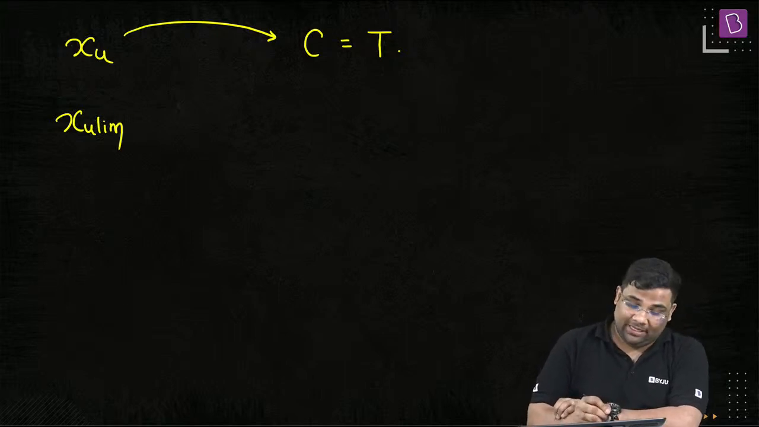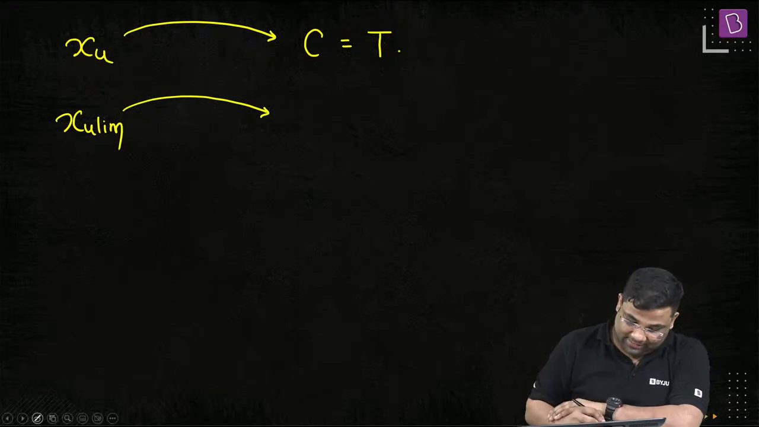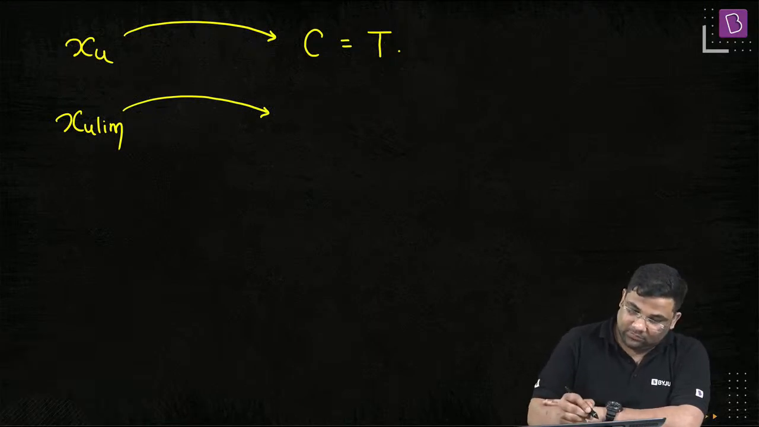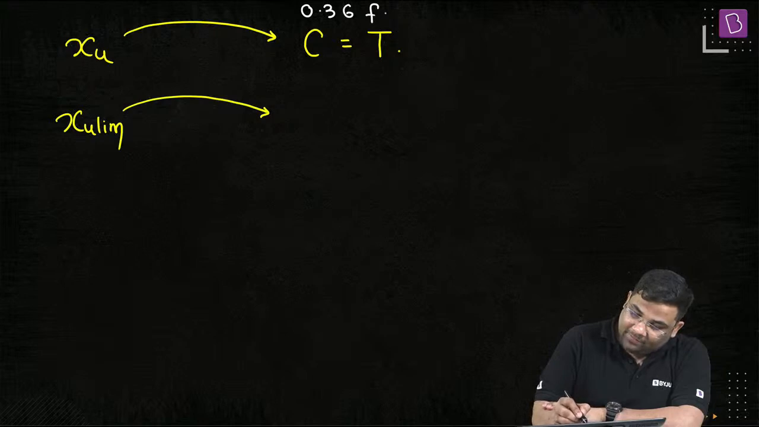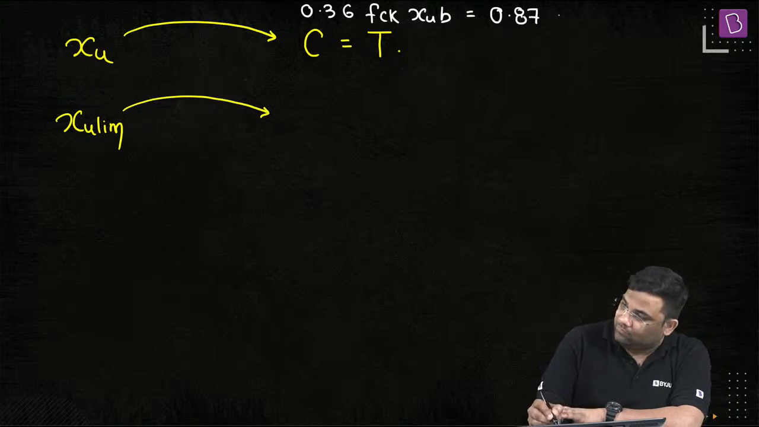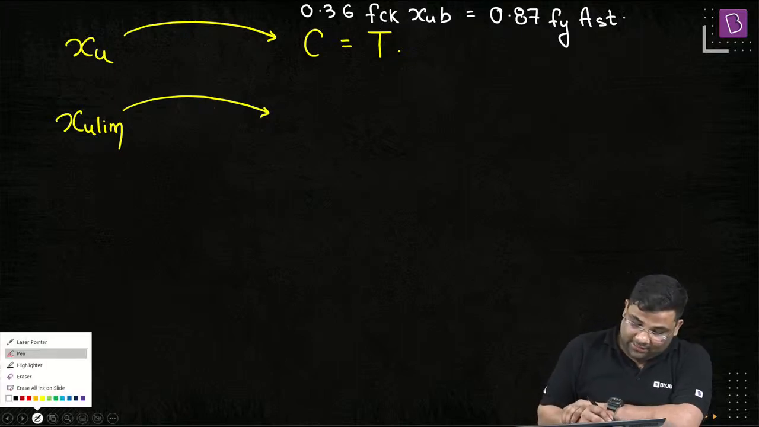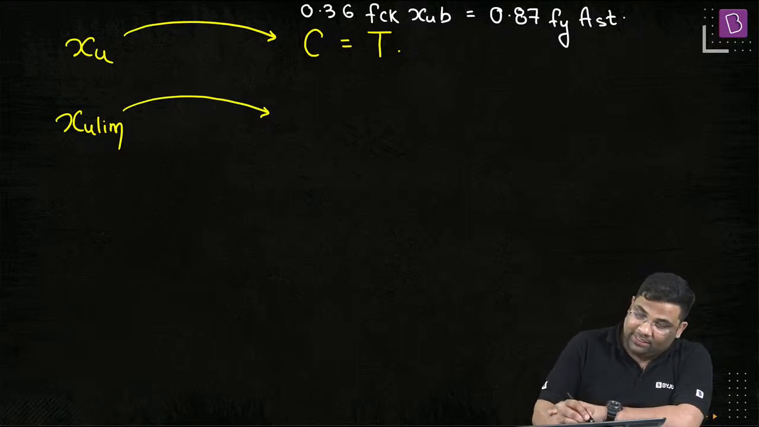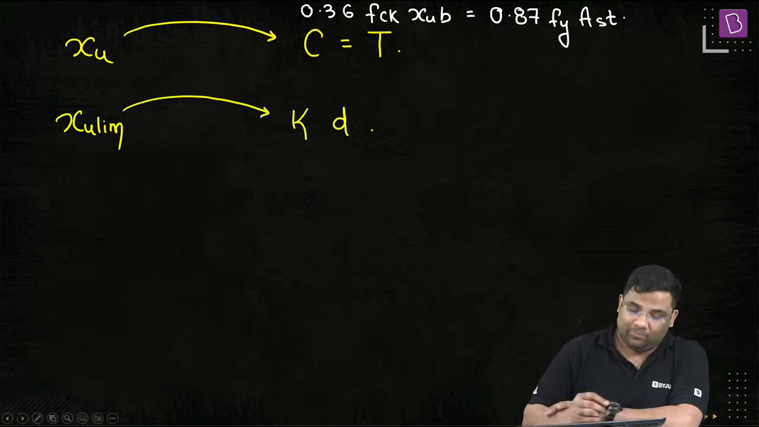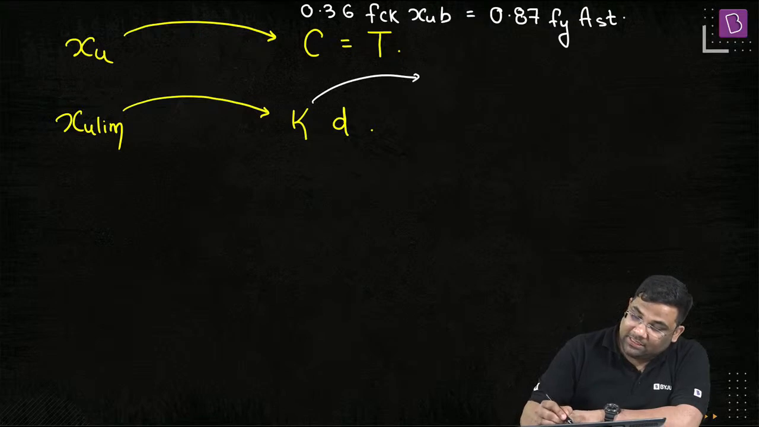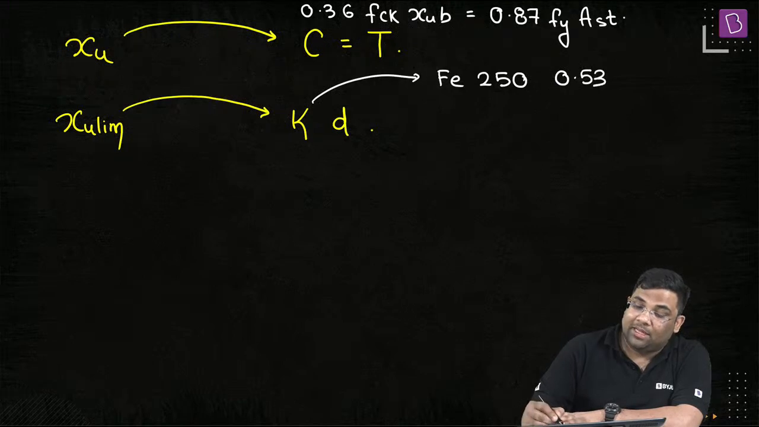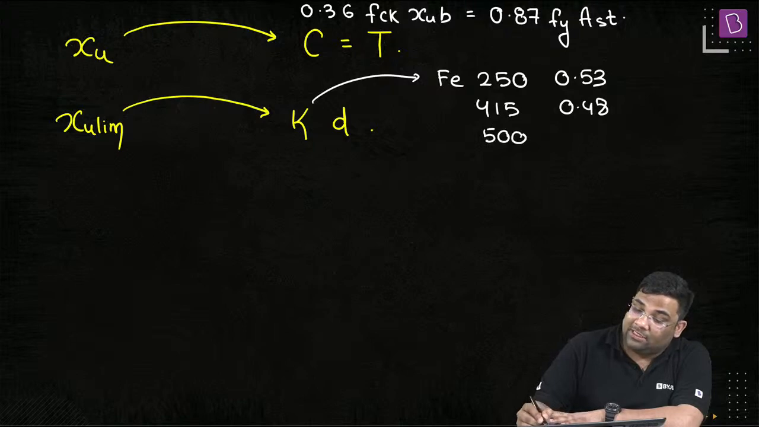How to find out XU limiting? Tell me. XU limiting is simply K into D. Yes? And this K is how much? This K is for Fe250. It is 0.53. For 415, it is 0.48. For 500, it is 0.46.